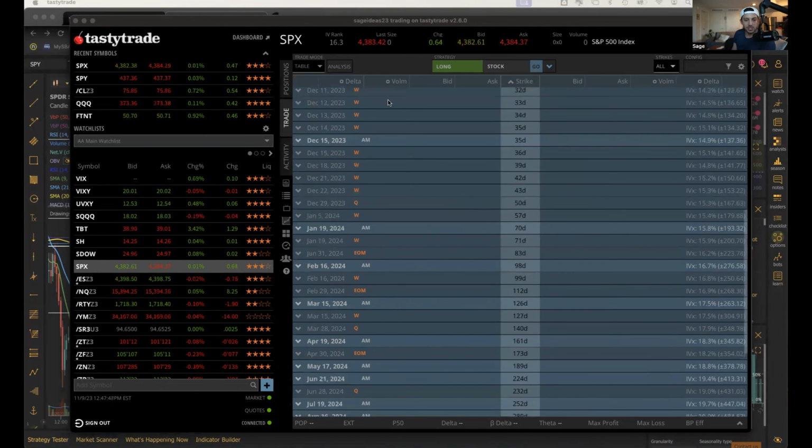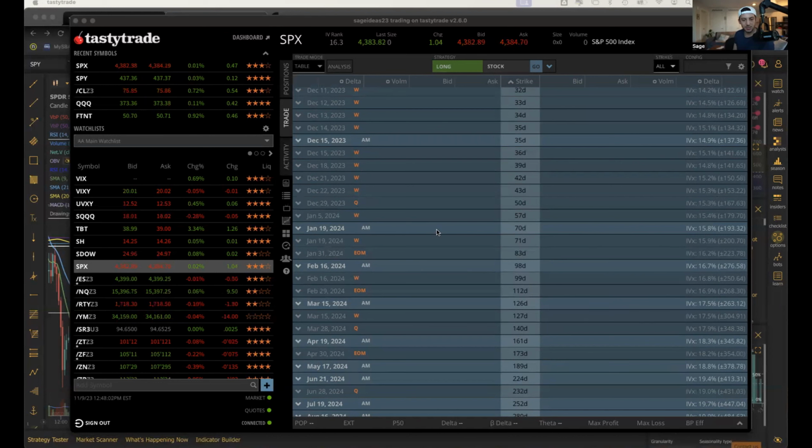But if you're giving yourself adequate time, just make sure that you're within the expected move of where you're selecting your strike. So SPX trades via European options. So what that means is that you cannot be exercised early. So this is my candidate for doing this strategy.